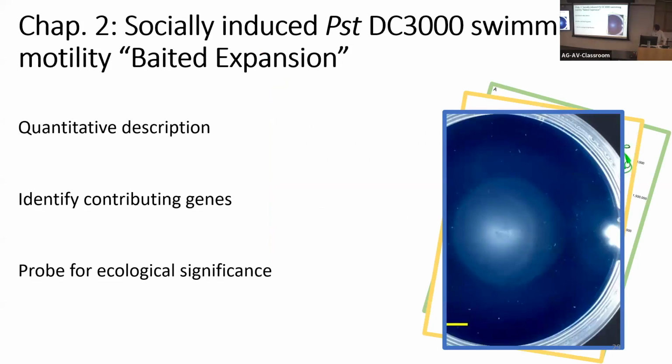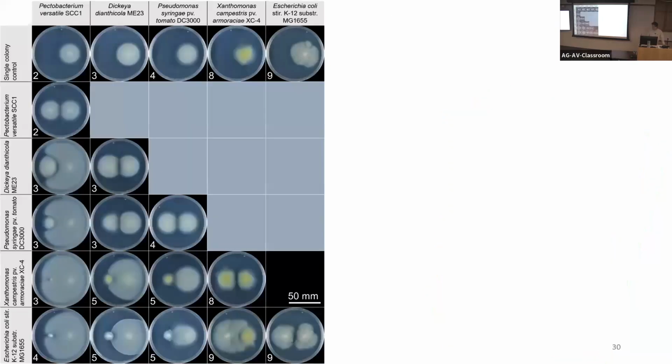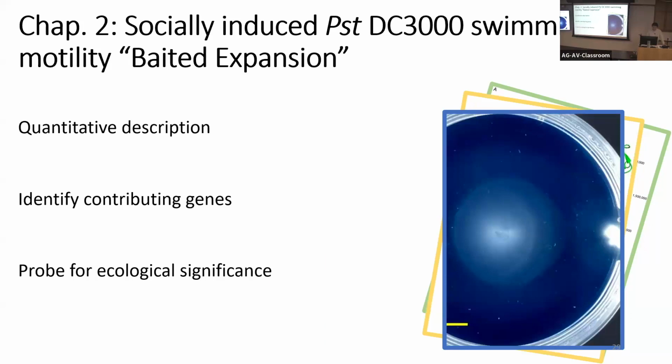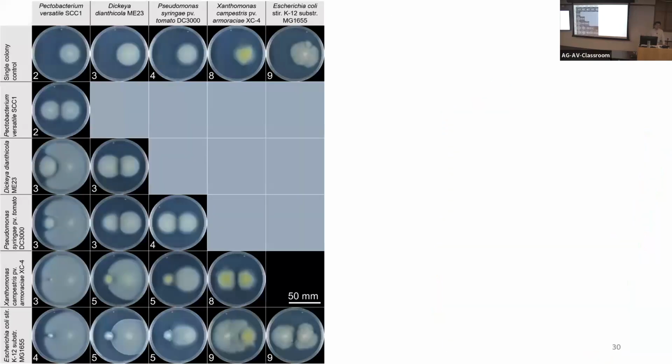I'm showing you a very weirdly shaped disease-resistant colony here. And this is something we found almost coincidentally, or by accident, back in the day. This is a socially induced disease-resistant swimming motility we call baited expansion. So back when I joined the lab, Brian and Kern were interested in the phenotype when you put two colonies of the same species of bacteria onto swimming media, they somehow form this gap and behave slightly differently than if they were growing alone.